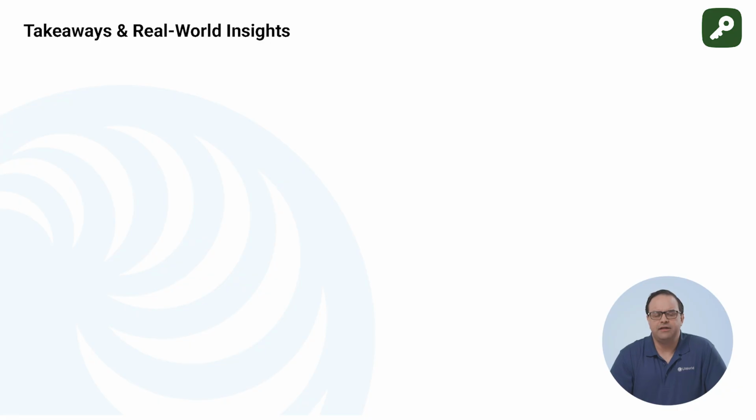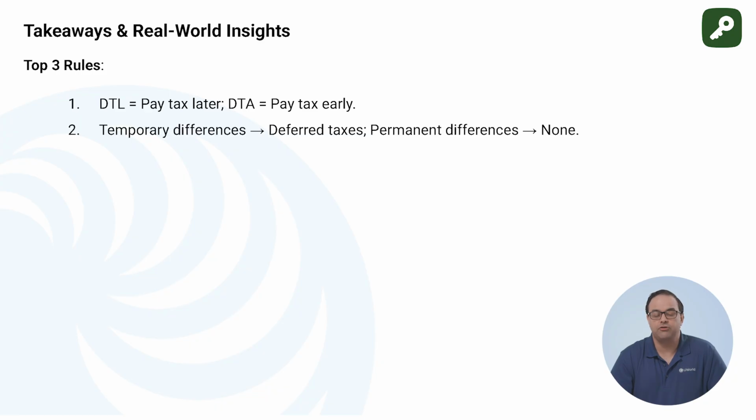Here we'll look at some of the key takeaways that we addressed in this deep dive. So some top rules. As a rule of thumb, a deferred tax liability is a deferred tax. Taxes will be paid later. A deferred tax asset is a prepaid tax. Taxes are paid early.